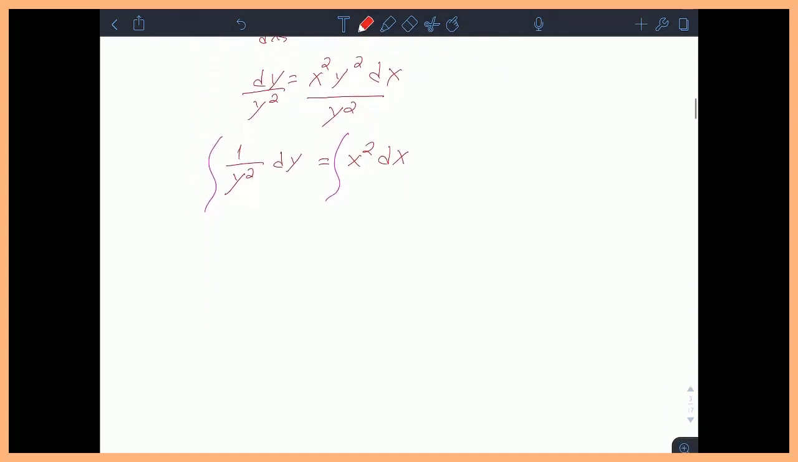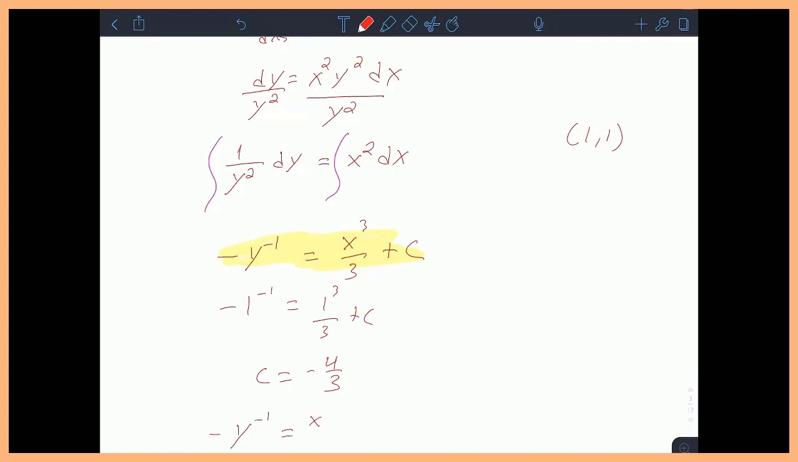So the left side is y to the negative second. So if I integrate that, I get negative y to the negative 1 equals, and then integrating the right side would just yield x cubed over 3 plus c. Remember from the previous slide, we're only going to put the plus c on the x side, okay? Using my initial condition (1, 1), I'm going to put 1 in for y and 1 in for x, which will yield c is equal to negative 4/3. So then right in this step, I'm going to go ahead and put down that c as negative 4/3. So negative y to the negative 1 equals x cubed over 3 minus 4/3.